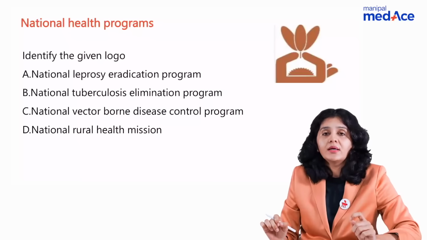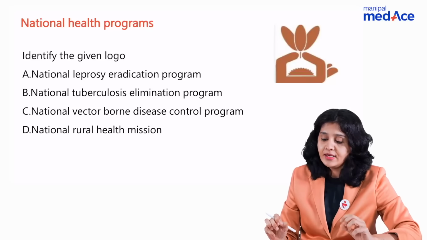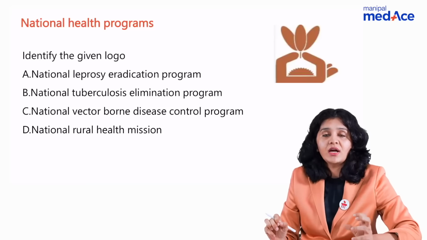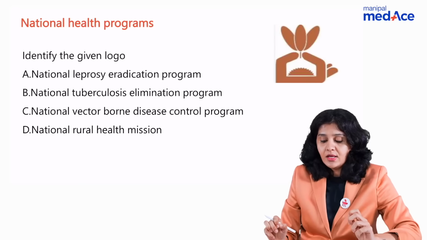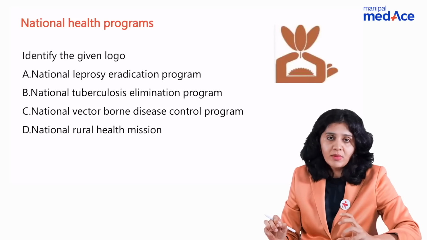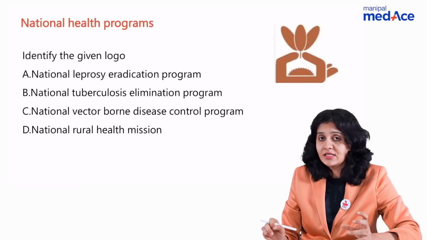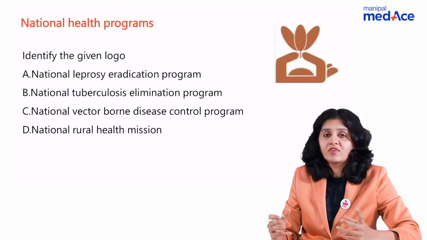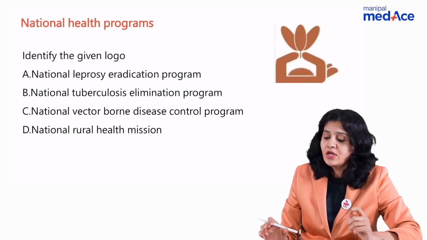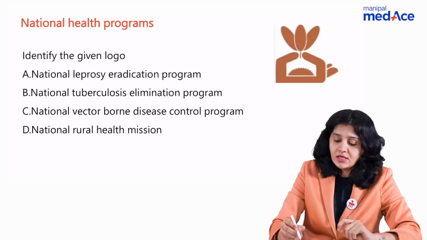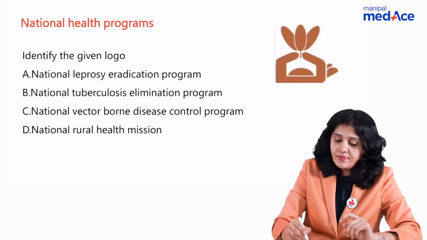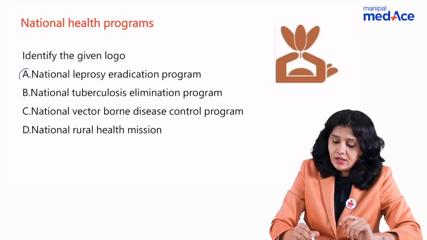Moving on to the next topic, that is national health programs, right? So in this, they've given an image and they've asked you to identify the logo. So is it leprosy eradication program, national tuberculosis elimination program, national vector-borne disease control program, or national rural health mission? So what have you all marked for this? Again, we've discussed this in the videos, right? While discussing the programs, I've given the images for all the programs. So this particular image is leprosy eradication program. Okay, so the best answer, the correct answer for this particular question is National Leprosy Eradication Program.